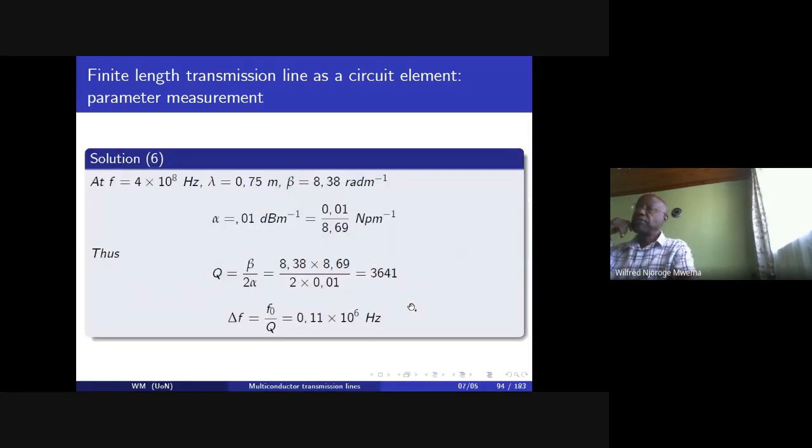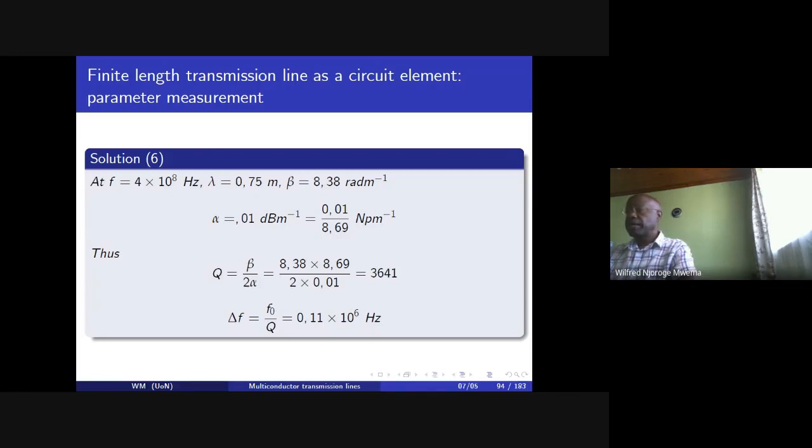So at f equal to 4 times 10 raised to 8 hertz, that is 400 megahertz, the lambda that we would get for a line is going to be 0.75 meters, okay? And beta is going to be given by 8.38 radians per meter. The alpha in nepers per meter is going to be given as 0.01 divided by the 8.686 dB per neper, and we get a value there.